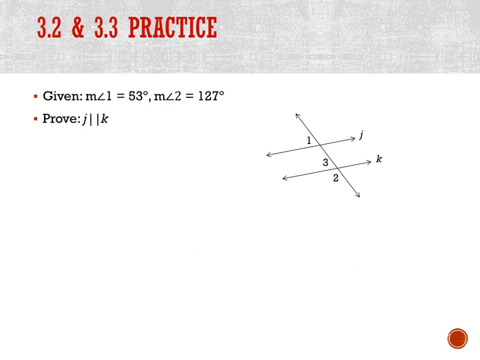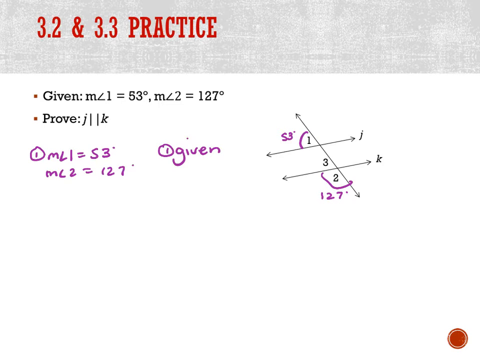Okay, looking at the next one, this one says that given the measure of angle 1 is 53, so this is 53, and 2 is 127. Again, you're trying to prove that the lines are parallel. So start with your given. Measure of angle 1 equals 53. Measure of angle 2 equals 127. And what you should notice about 53 and 127 is that they actually add up to 180. So we're back with the same kind of pattern where we want to try to prove that things are supplementary. You can do this a couple of different ways. One is this way. I can say that those are given.